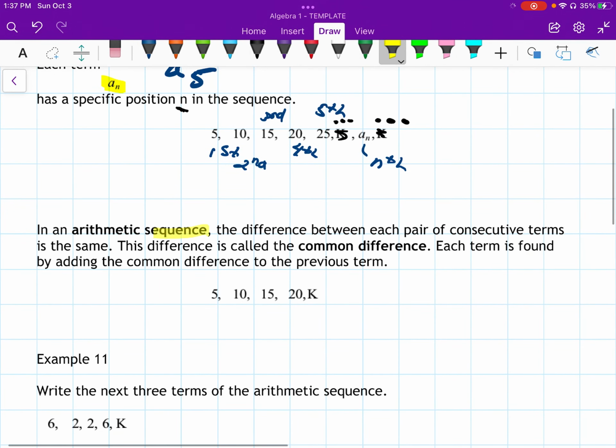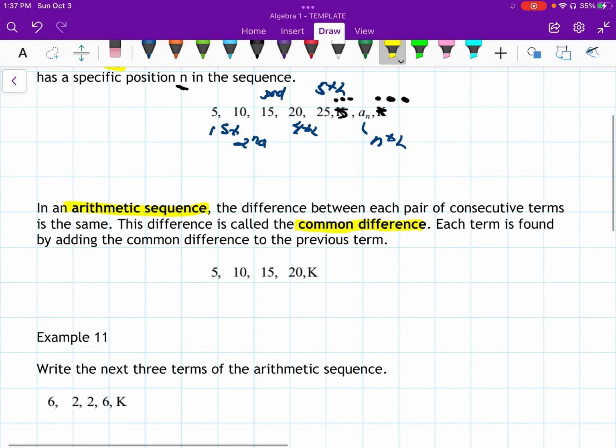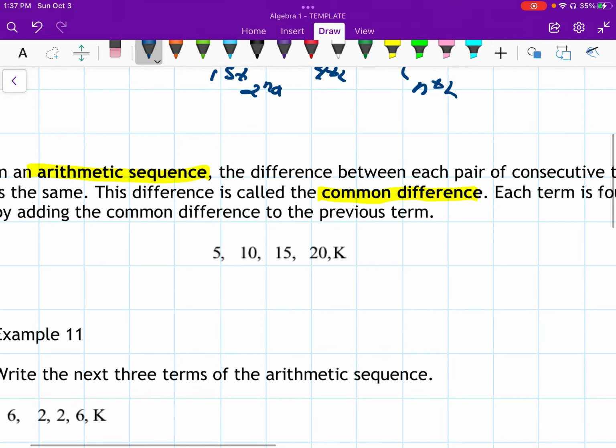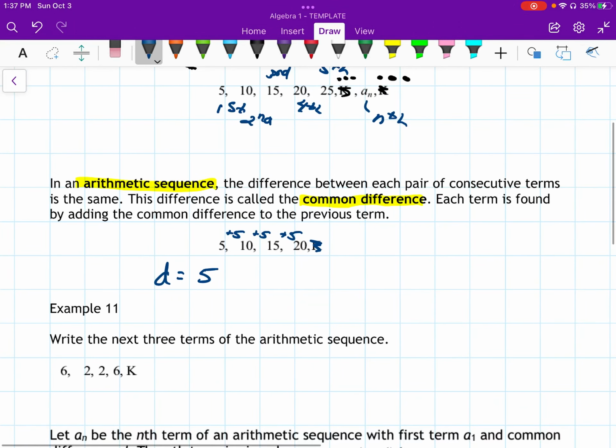An arithmetic sequence is a sequence where it adds or subtracts by the same number each time. And whatever they add or subtract, that's called the common difference. So in this one here, where it's 5, 10, 15, 20, it's 5 plus 5 is 10, plus 5 is 15, plus 5 is 20. So my common difference d is equal to positive 5 because we add 5 each time.